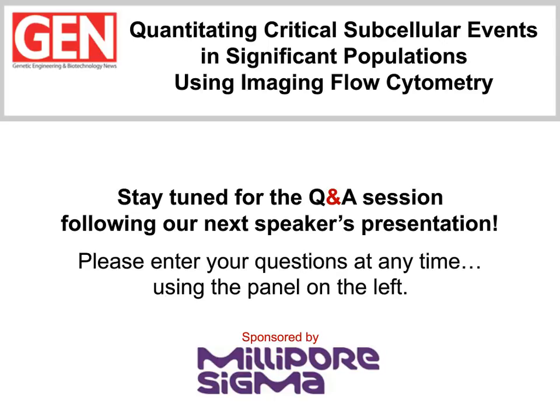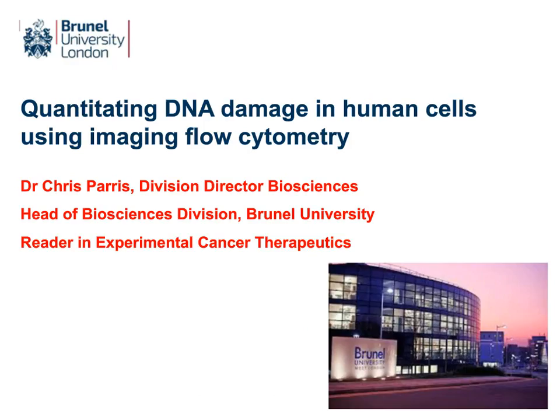Well, hello everybody. My name is Chris Parris, and I'm an academic at Brunel University in West London, where we have about 20,000 students and a very active research program. For the last few years, we've been using Amnis imaging flow cytometry for the detection of DNA damage in human cells using foci assays. And I'm going to tell you a little bit about that work.